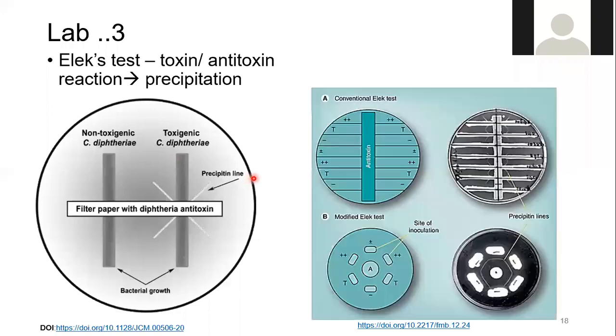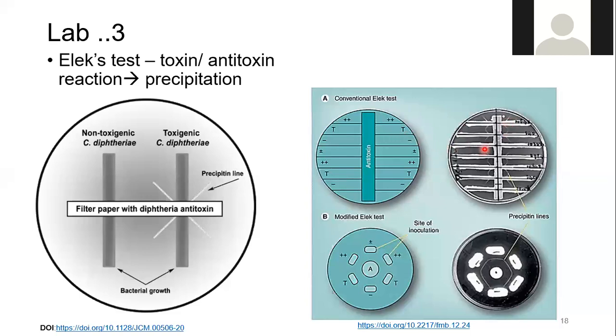Just to show you this in an actual culture media. In this one, which I got from this paper, they have two different ways of carrying out the Elek test. In the conventional test, this would be similar to what I've just described. So if you have a positive, then you'll have that precipitating line forming. In this one we have a positive and a positive, so that's why you have that V kind of shape, because both of them are forming precipitating lines.